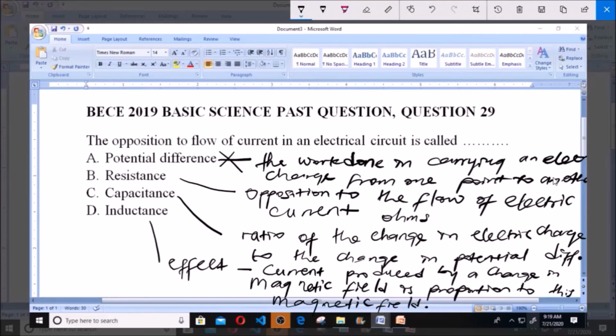Now the question says the opposition to the flow of current in an electric circuit, and from this you see that B is the answer, resistance, because resistance is the opposition to the flow of electric current, and I said resistance is measured in ohms. So our answer is resistance. Resistance is the opposition to the flow of electric current in an electric circuit.